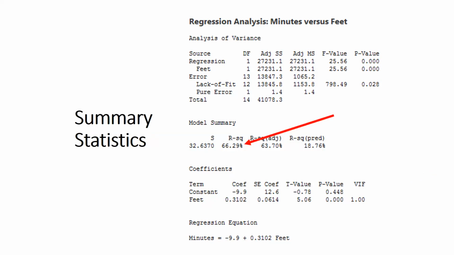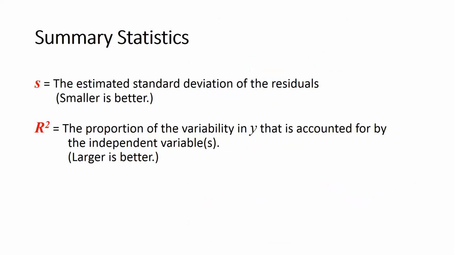Next, I'm going to move up to some summary statistics. And in the summary here, I see two that catch my attention. One is denoted by the letter S, and the other is denoted by RSQ, which stands for R squared. So these values represent the estimated standard deviation of the residuals. In that case, smaller is better because we're looking for less spread around the model if possible.